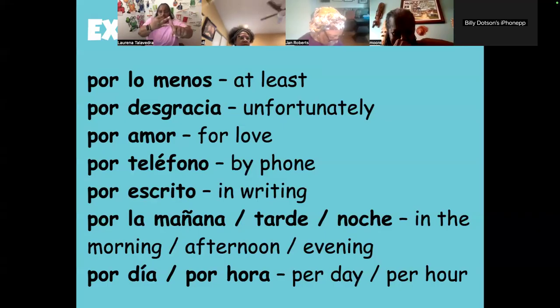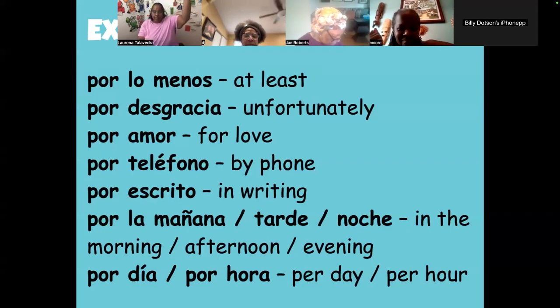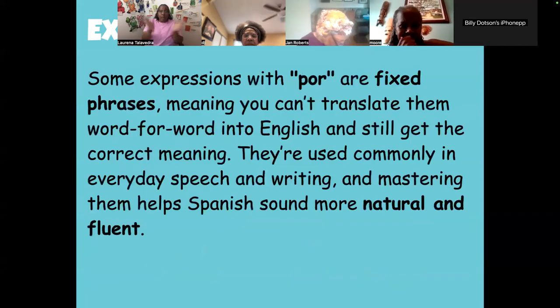Per day, by the hour. See? Sí, sí, sí. Okay. So you have to remember these things in grupos. Okay, so it is your best bet to remember them. That's the reason why they're called por expressions.